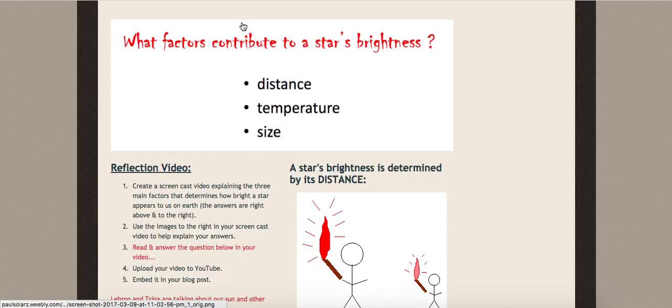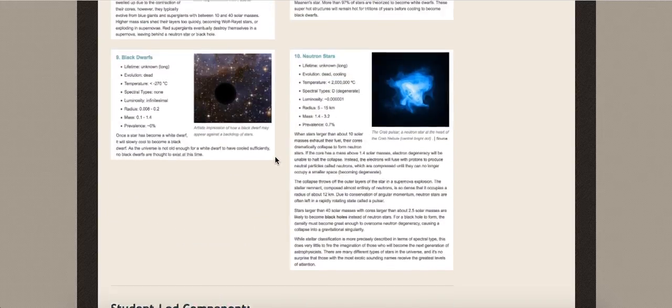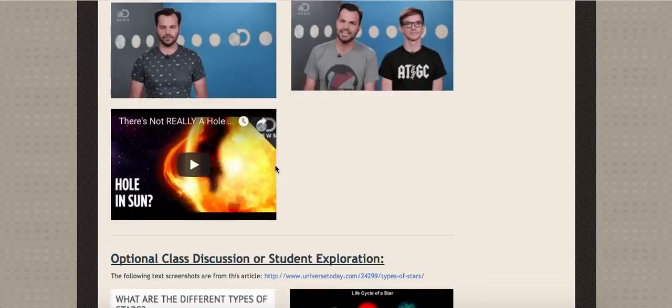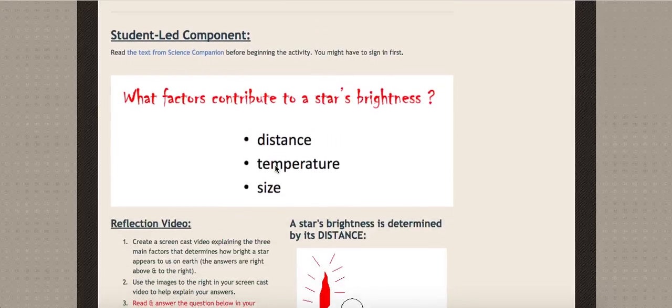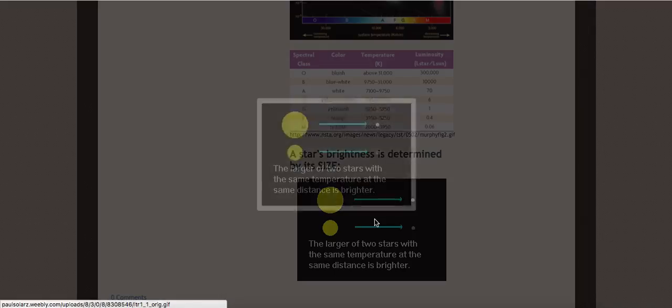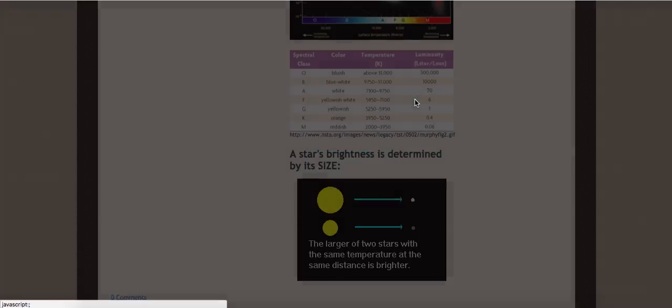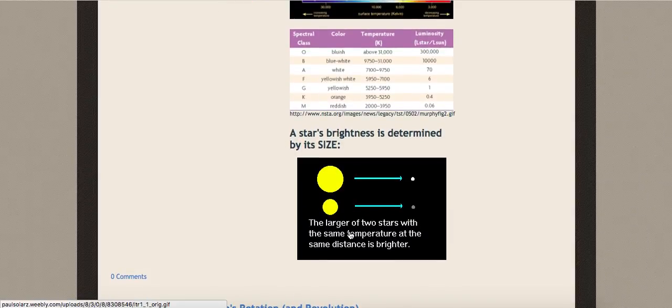What factors contribute to a star's brightness? Distance, temperature, and the size. The size contributes to the star's brightness because the larger of two stars with the same temperature at the same distance is brighter. The brightness is determined by its size. So if it's bigger, it's probably going to be brighter.